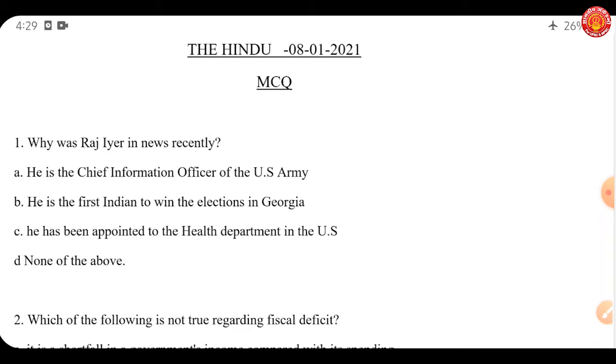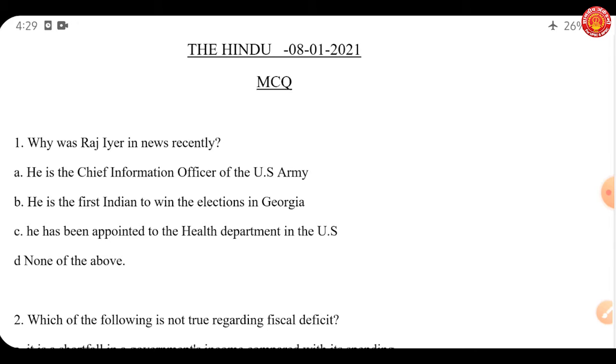Raj Ayar will direct the execution of policies and programs to modernize the US Army to achieve a digital overmatch against near-peer adversaries such as China and Russia. Indian American Dr. Raj Ayar has taken over as the first Chief Information Officer of the US Army after the Pentagon created this position in July 2020.